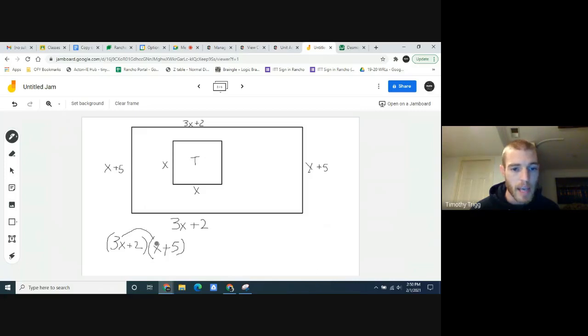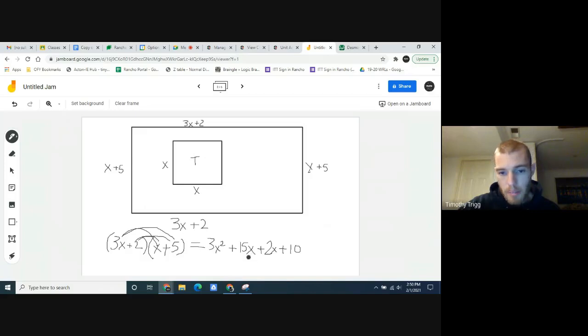So 3x times x is 3x squared. 3x times 5 is plus 15x. 2 times x is 2x, so plus 2x. And then 2 times 5 is 10. So this is the area of the garden in terms of x.